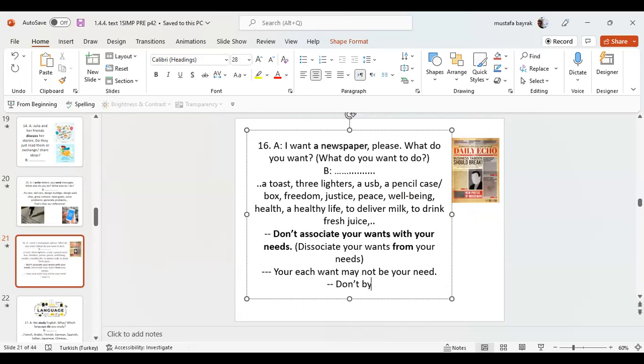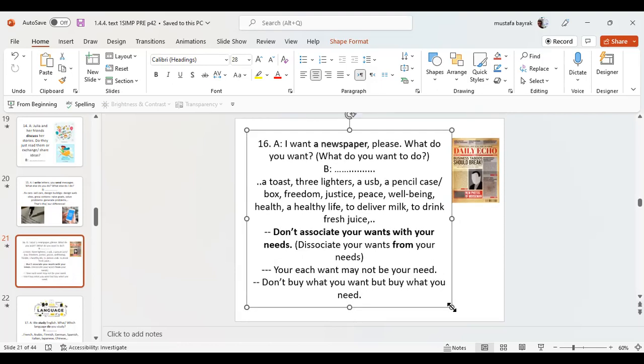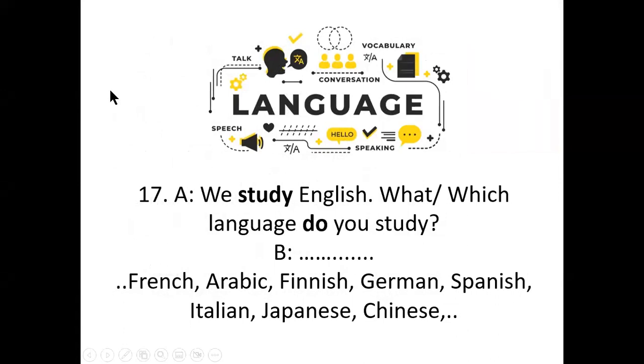Don't buy what you want, but buy what you need. Okay. This must be a balance between our earnings and spendings. Okay. How to spend our money. Okay, dialogue 17A.